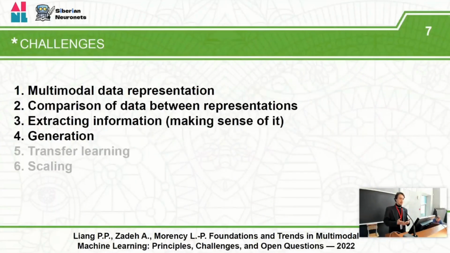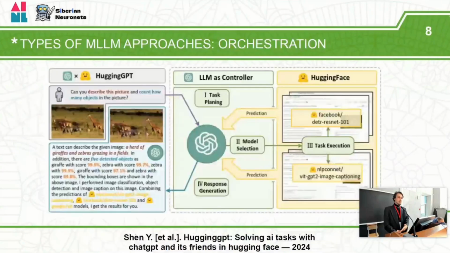And there are crucial challenges in this area. They are basic, but they should be mentioned. First of all, multimodal data representation: how we can represent multimodal data, how we can compare the data between different modalities, how we can extract information from the different modalities to make sense of it for the models, and the task of generation, which can be split into generation based on multimodal data and generation of multimodal data, and some auxiliary tasks like transfer learning and scaling.